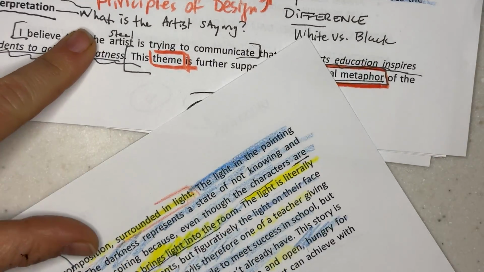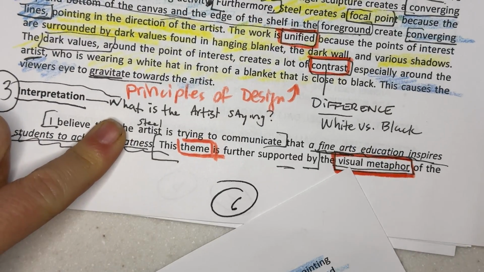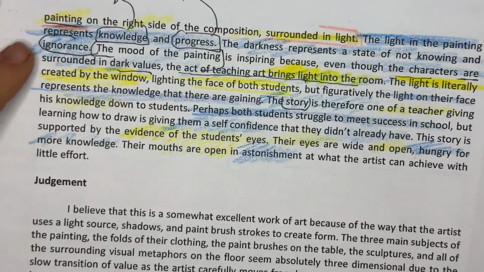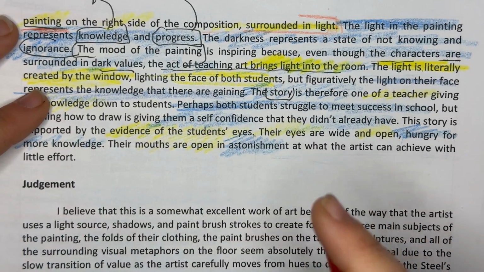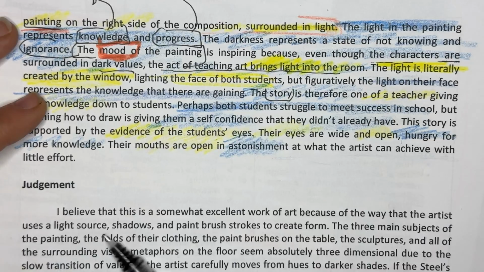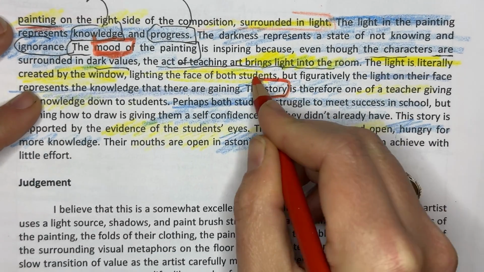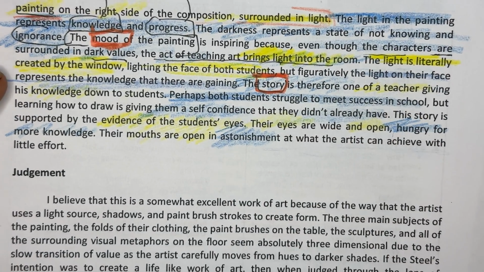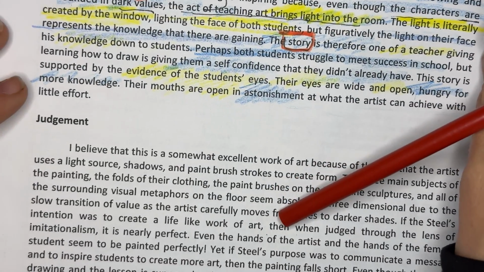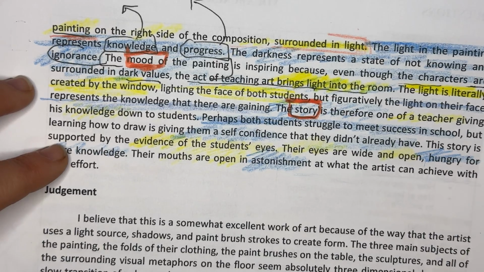So what is the artist saying, right? So we basically are explaining a theme with evidence, explaining visual metaphors. We're explaining things like mood, right? And story, like what is the narrative? And we're explaining why we think those things by saying what the different metaphors represent. Okay, so judgment.